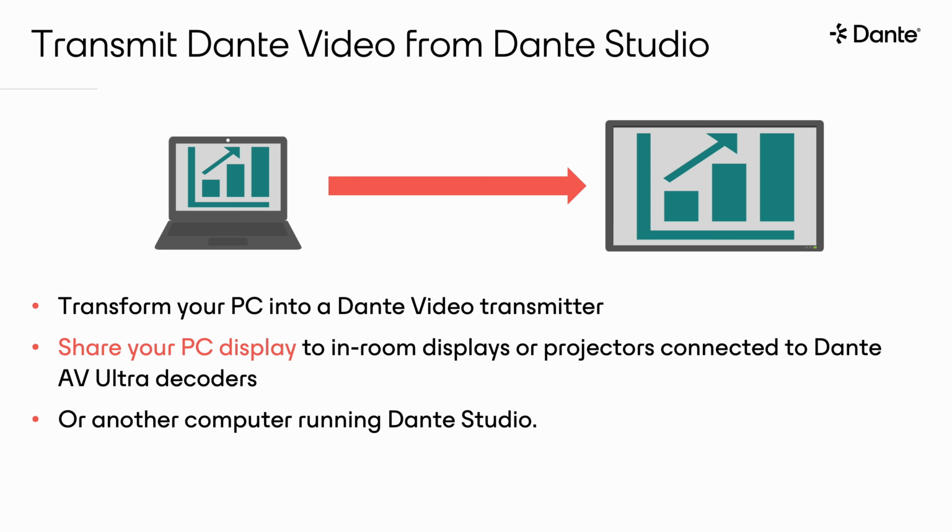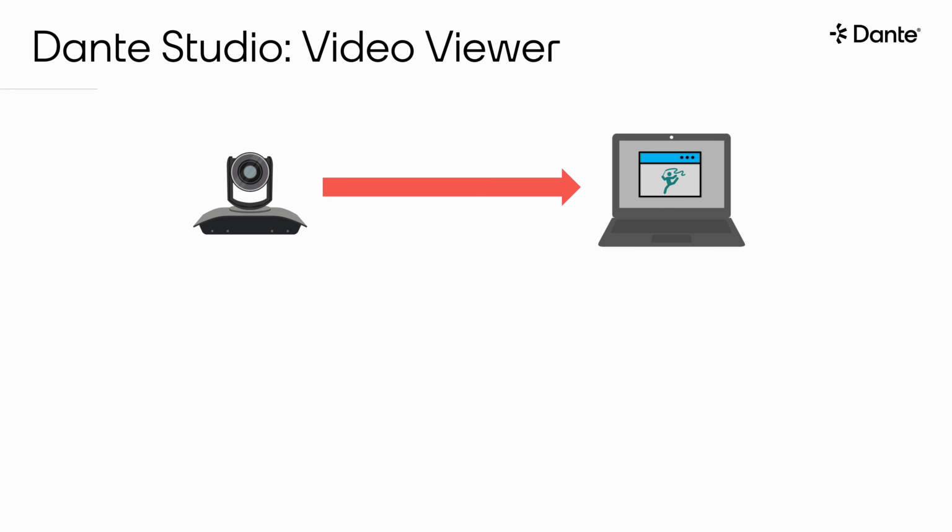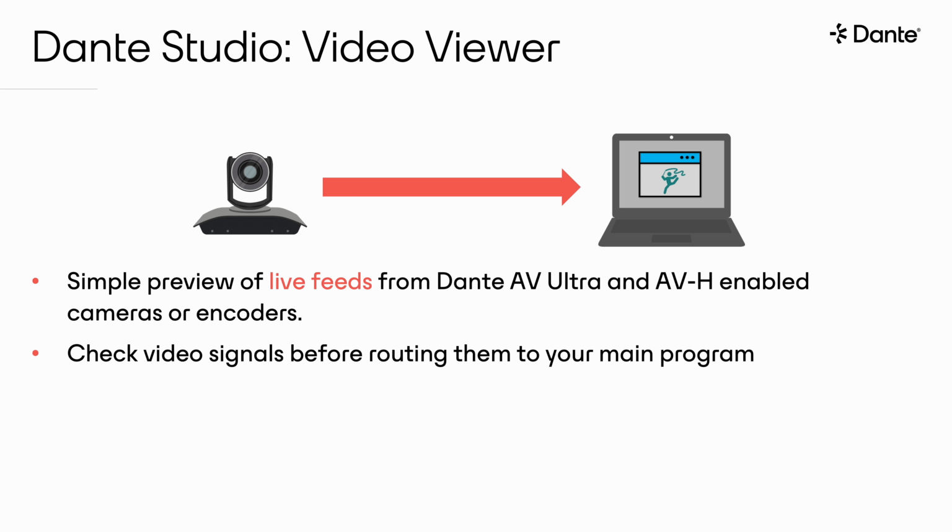Next is Dante Video TX, which works in the opposite direction. It turns your PC into a Dante video transmitter, so you can share video content out to a decoder or even to another PC running Dante Studio. And finally, there's Dante Video Viewer. This tool gives you a simple preview of any Dante video flow on the network, so you can check your sources before routing them to your main program or recording workflow.